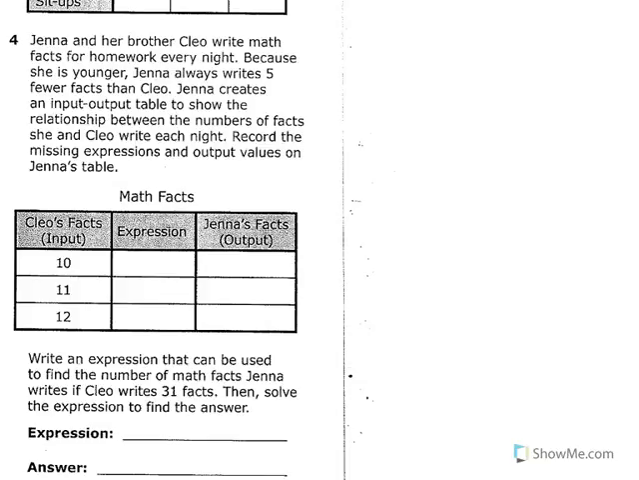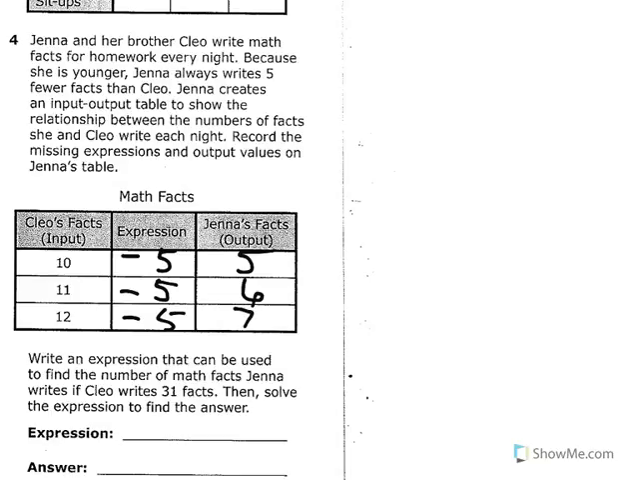So she writes 5 fewer, so that'd be minus 5. Minus 5. And 10 minus 5 is 5, so she did 5 facts. Minus 5. 11 minus 5 is 6. So she did 6 facts. And minus 5. That means that she did 7 facts.